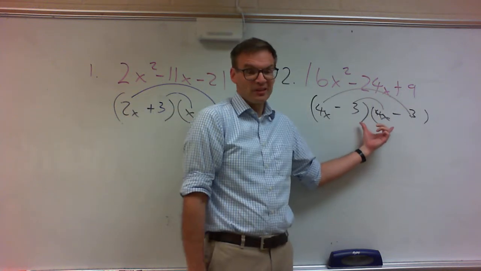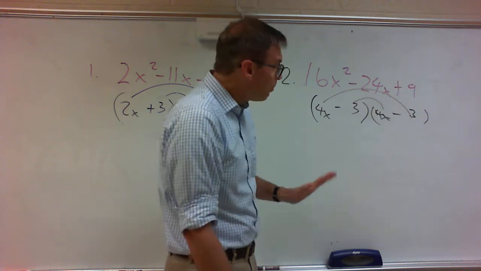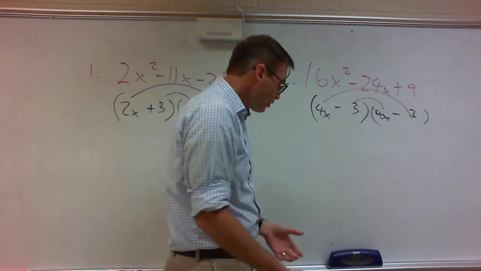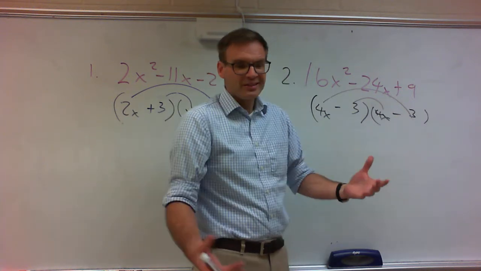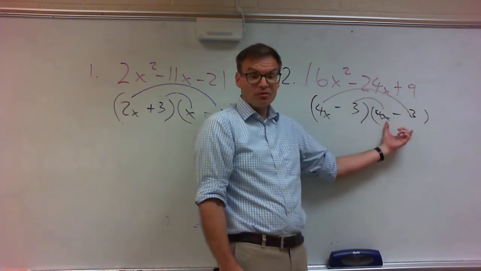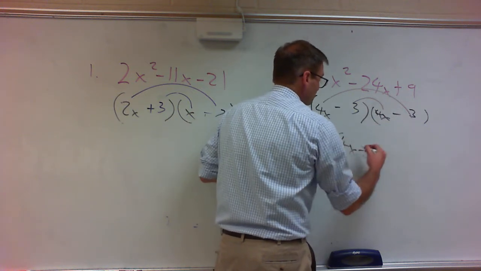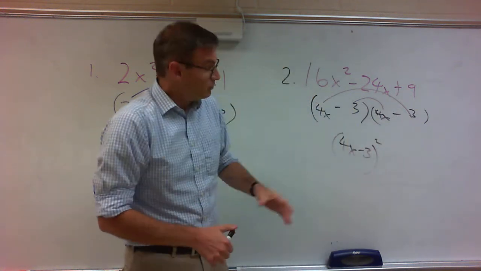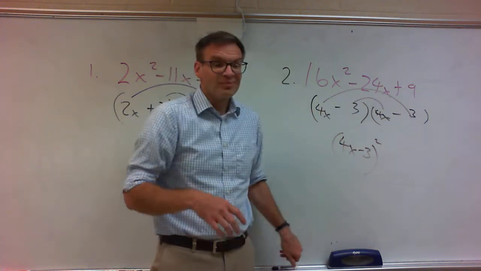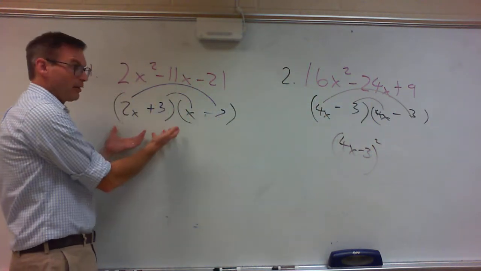Now, this is a perfectly acceptable answer. If you get here and stop, I'm fine. There's nothing wrong with it. But if you were to check your answer in the back of the book, like in a textbook or an answer key, they would look at this and say, well, if you have 4x minus 3 times another 4x minus 3, they would write the answer as 4x minus 3 squared. If you want to write it this way, great. If you want to write it this way, that's fine too. When I teach factoring, I teach factoring this way.